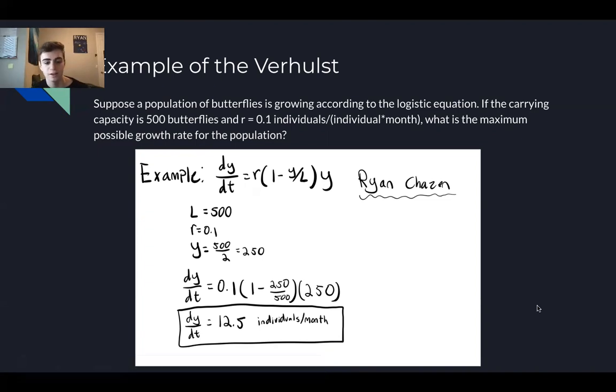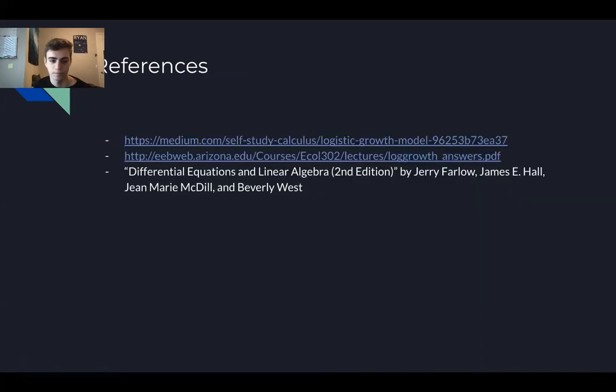And when we plug that into the equation, we get dy/dt equals 0.1 times 1 minus 250 over 500 times 250. And that gets us dy/dt equals 12.5 individuals per month. And that is the maximum possible growth rate for this population.